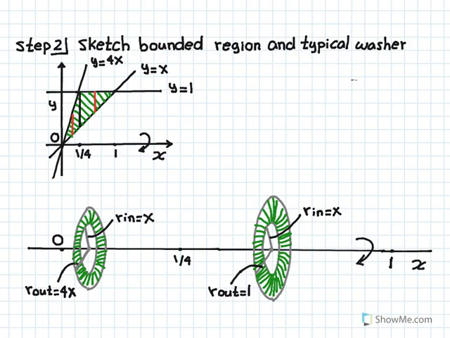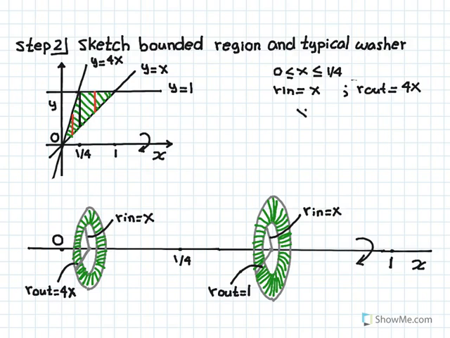So we have all the drawings here, so let's make some sense of these. We have y equals x, a straight line through the origin with slope 1. We have y equals 4x, a straight line through the origin with slope 4. And we have the horizontal line y equals 1, and we're revolving about the x-axis. Notice that when x is larger than 0 and less than 1/4, the inner radius is x, whereas the outer radius is equal to 4x. But this is very important.